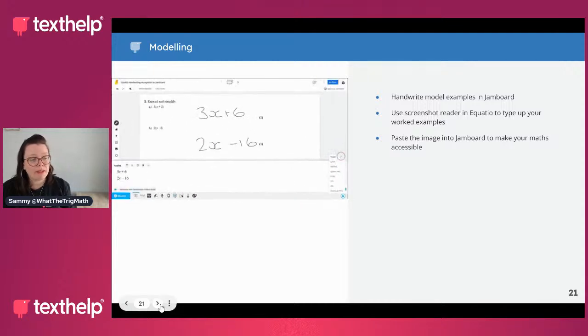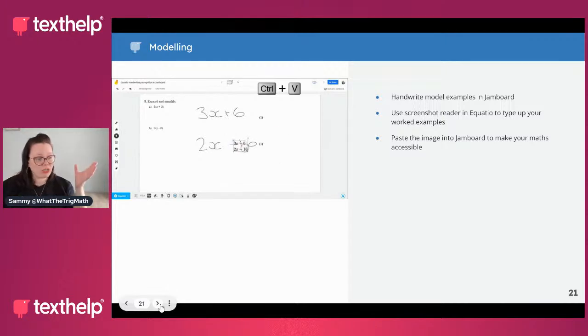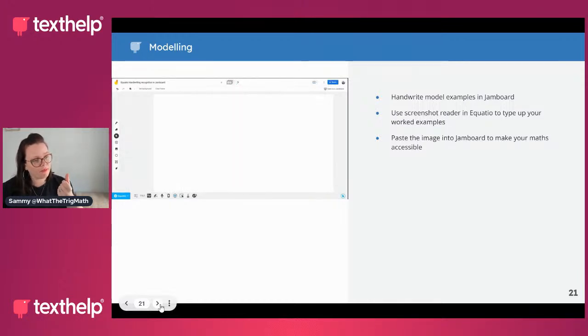And although this example is looking at Jamboard, this will work anywhere. So if you were using a traditional whiteboard and you'd handwritten with board marker pens, that photograph that you took, you can also screenshot reader that or use Equatio Mobile, and that would type that up for you as well. I particularly like using it in Jamboard.